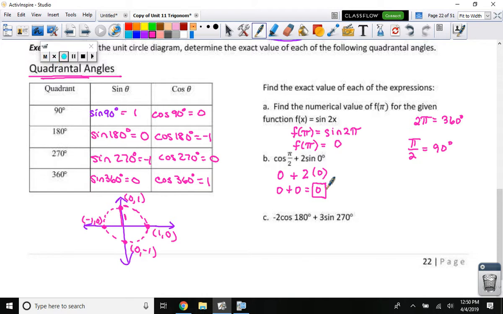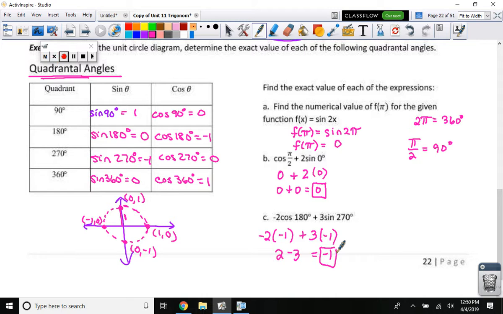And down here, cos of 180. So I'm going to take -2 and multiply by the cosine of 180. Well, the cosine of 180 is the x value on the unit circle at 180. So that would be -1. And then I'm going to do 3 times the sine of 270. So 270, get myself to 270. Sine is y value on the unit circle. So 3 times -1. That would give me 2 minus 3. Final answer, -1.